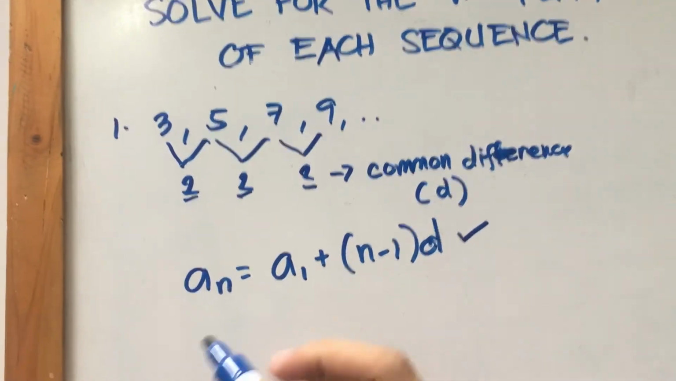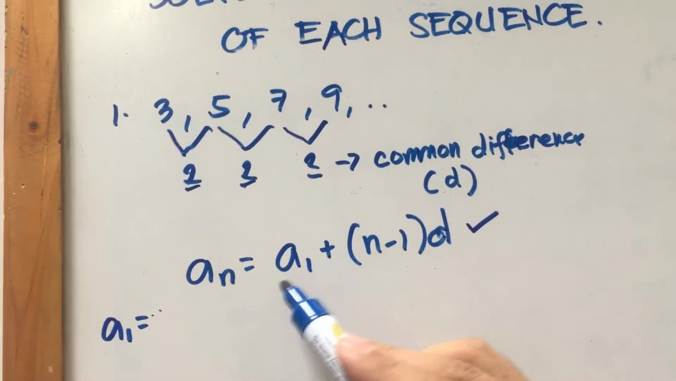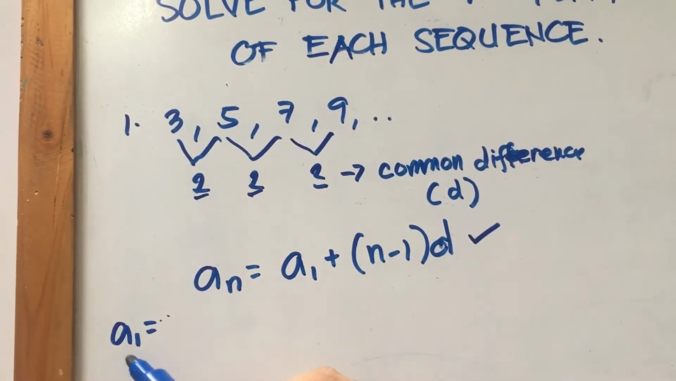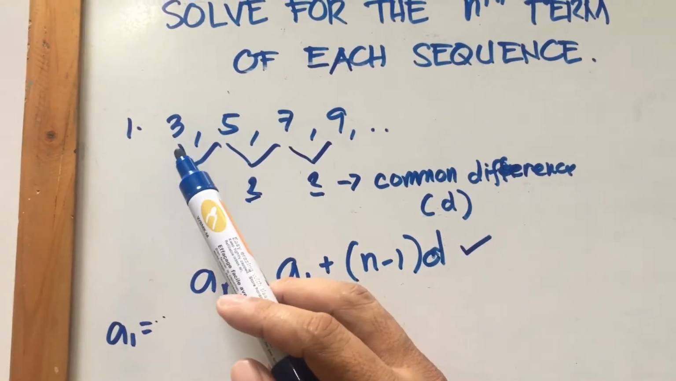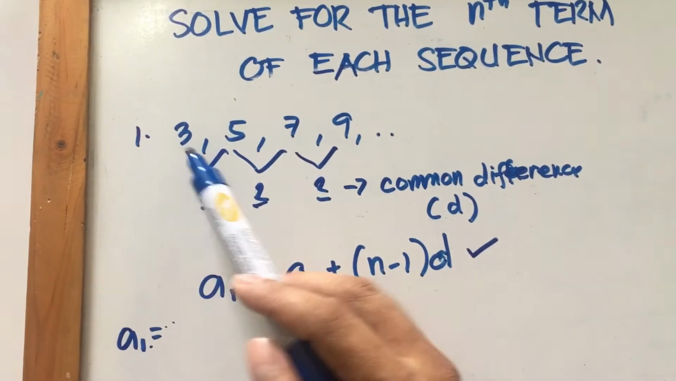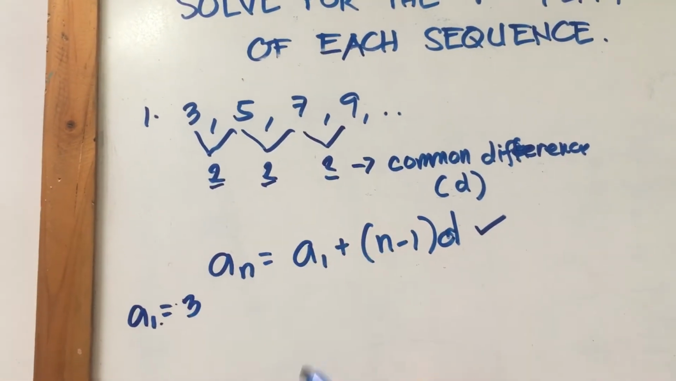First, let us determine the following. What is your a sub 1? Okay, we are asked to find what is your a sub 1. So your a sub 1 is the first term of your sequence. So your a sub 1, the first in the sequence, is 3. So you put 3. Okay?